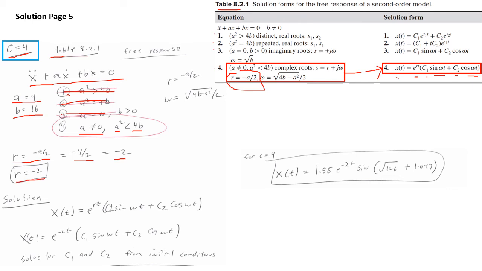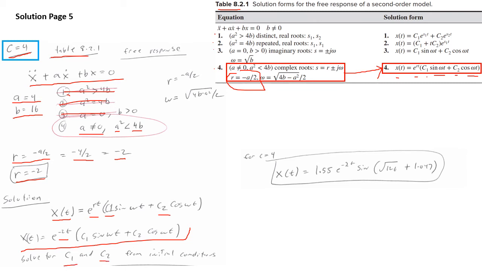Plug into my general solution form down here: x of t is equal to e to the rt times c1 sine omega t plus c2 cosine omega t. Plug in for my r value there. I can reduce it down just a little bit, and we end up with this right here. What we want to do now is go through that same process we did for the c equal to 0 case and solve for our c1 and our c2 using the initial conditions.